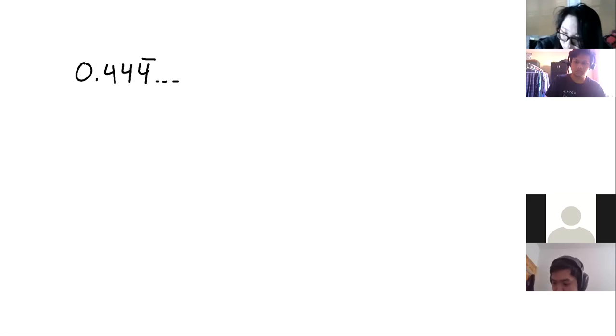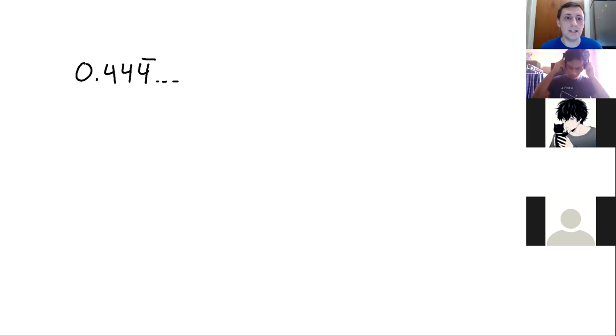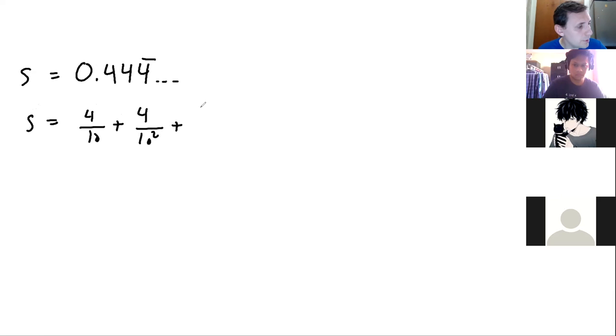Okay, some people solved it. Seems interesting. If you did solve it, let's see if we are right. What we do is we first recognize that this number, we call it something. So this something equals 4 over 10 plus 4 over 10 squared plus 4 over 10 cubed and onwards.